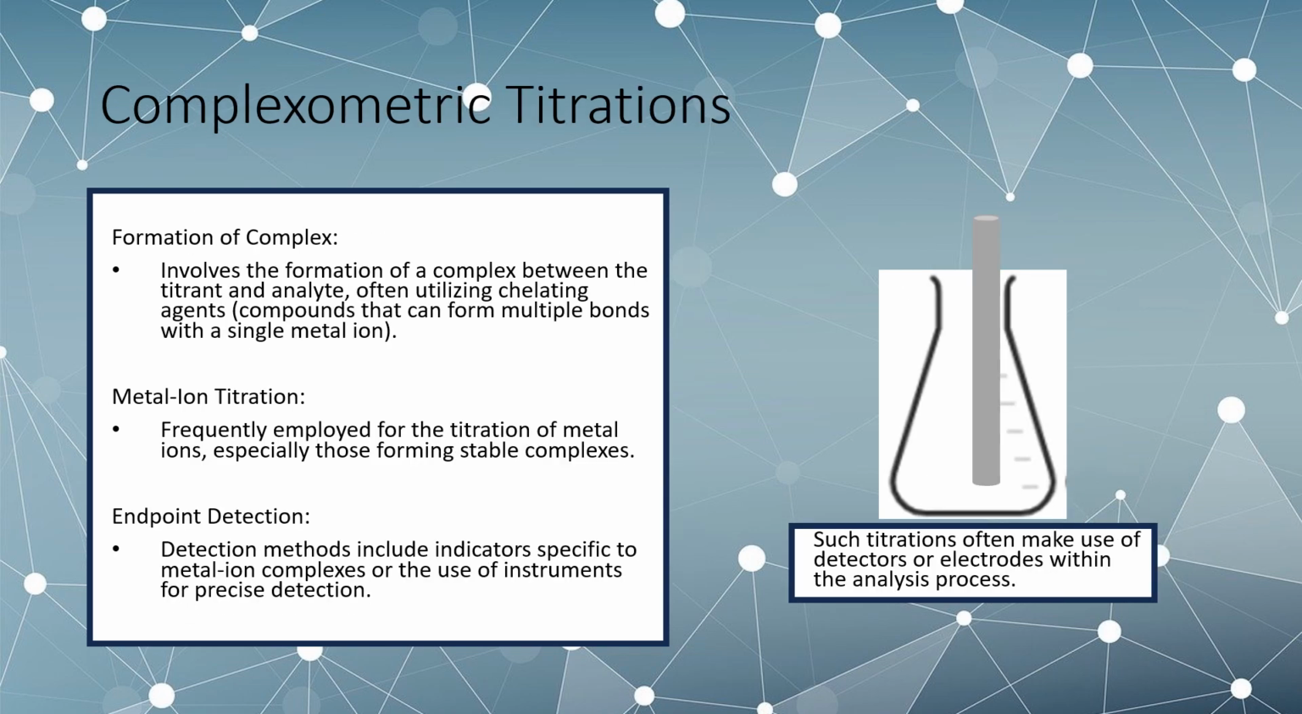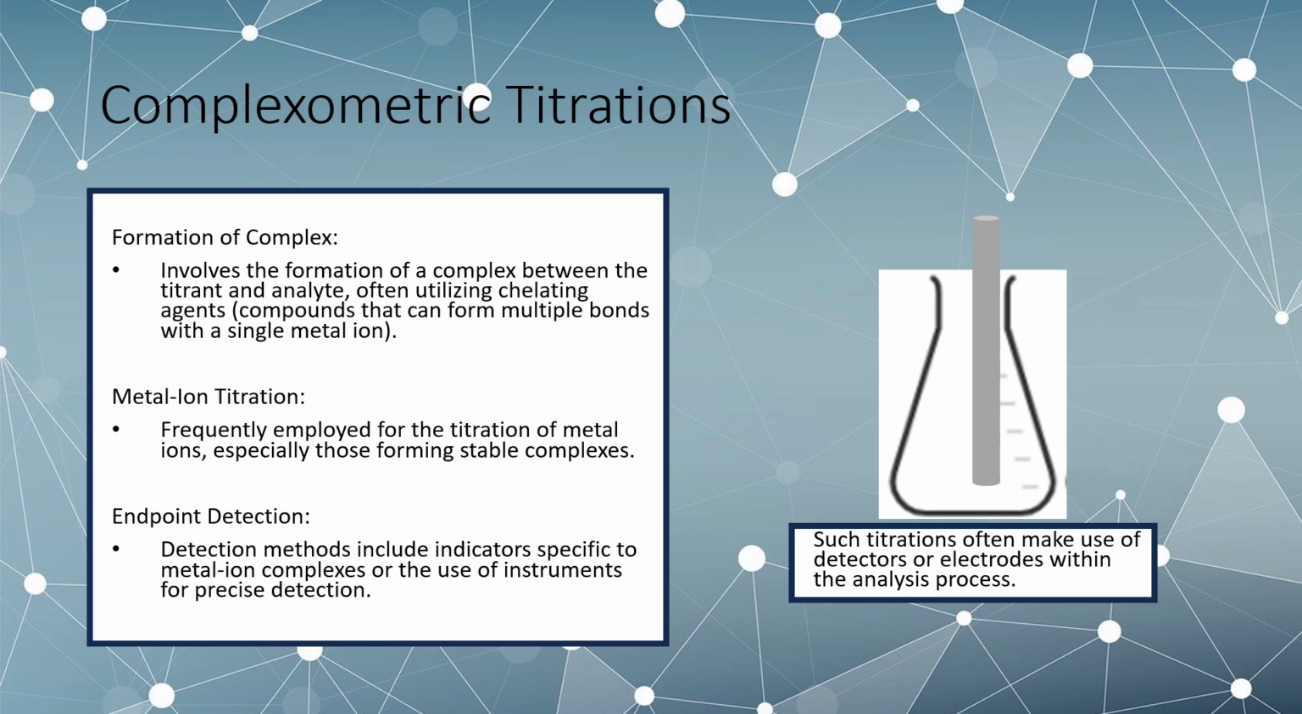Definitely the most complex of the titrations is complexometric titrations. Again, it's pretty clear in the name. These involve the formation of a complex between a titrant and an analyte, often utilizing chelating agents, which are simply compounds that can form multiple bonds with a single metal ion. That's a lot of big words, and realistically we're only going to cover this one briefly so you have a general idea of it, but you won't explore this until you're well into your chemistry years at university.